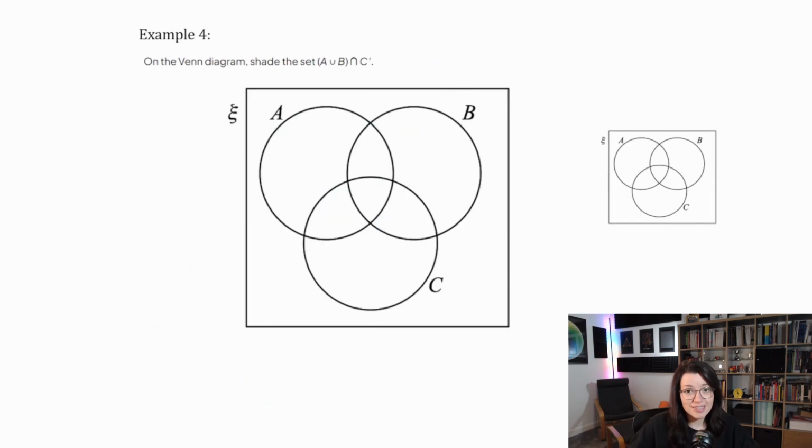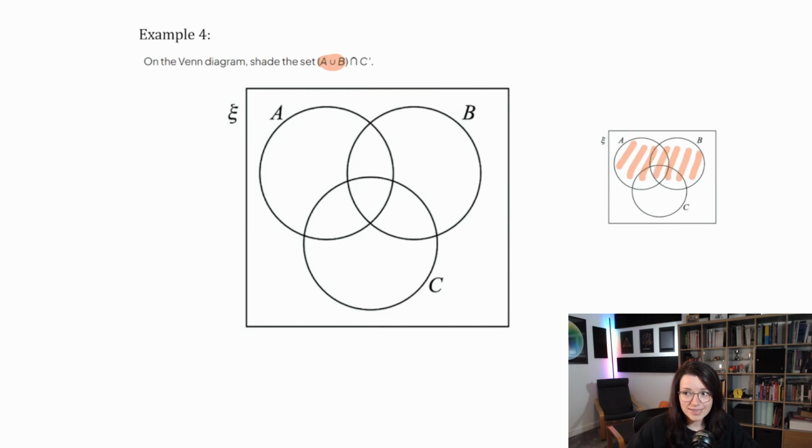Next example is just a shading activity. So it says on the Venn diagram, shade this set. Whenever you get a complicated looking set like this, I find it's helpful to make a sketch on the side of the Venn diagram and think about the individual components first to then work out what the combination would be. If we work on the smaller version over here, first of all, looking at A union B, that would be this orange piece here.